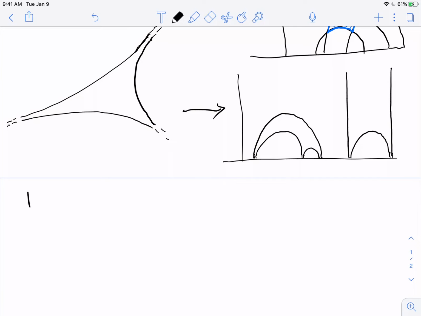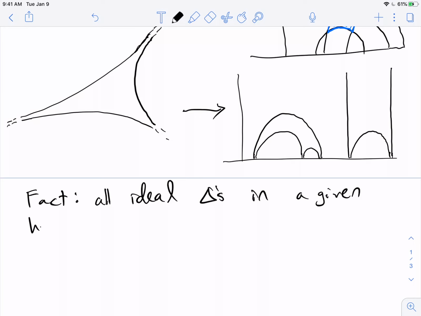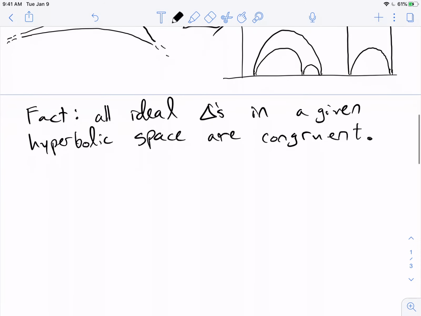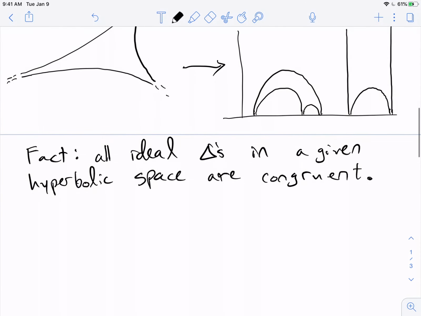And one interesting fact is that all ideal triangles in a given hyperbolic space are congruent. Okay, so what do I mean by congruent? I mean that given any two ideal triangles, there's an isometry which sends one to the other. Okay, and in particular, they're all the same size.